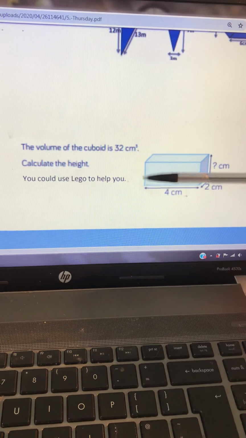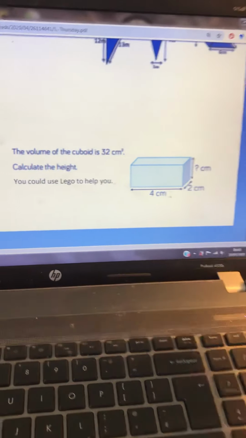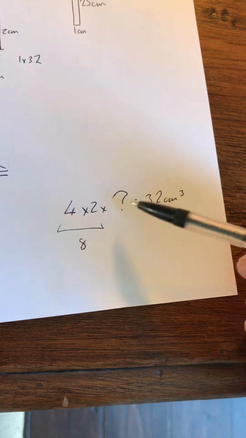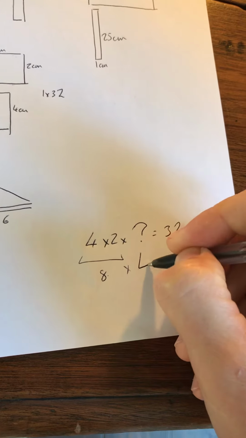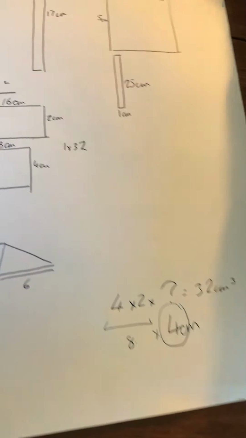If you're using cuboidal shapes, not cube shapes, you'd have to imagine that they're all 1 centimetre by 1 centimetre. But basically, to work out the answer of 32, they must have done 4 times 2 times something to get 32. Which is just inverse gap fill then. 4 times 2 times something is 32. Well, 4 times 2 is 8, and 8 times 4 makes 32. So its height must be 4 centimetres.